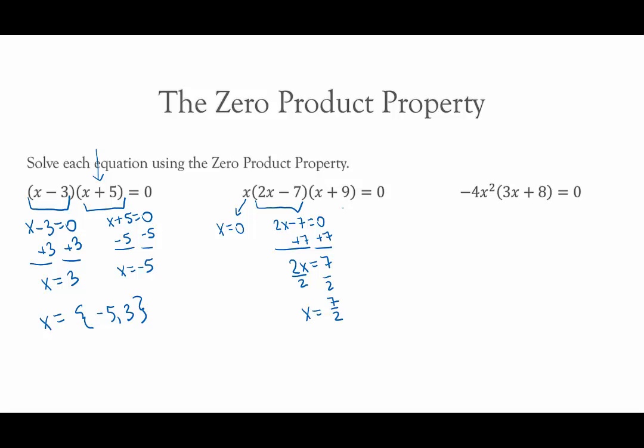I think less work is more. Just fine. And then we have x plus 9 equals 0. To get x by itself, we'll subtract 9, and we have x equals minus 9. So this one did have three solutions. We have x is equal to, let's put them in order from least to greatest, -9, 0, and 7 over 2.